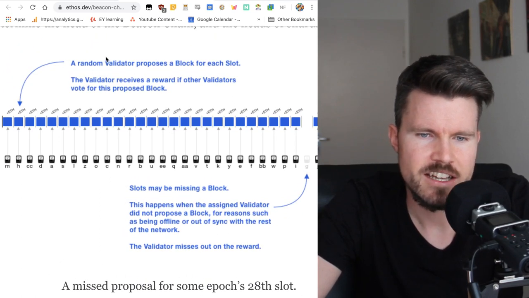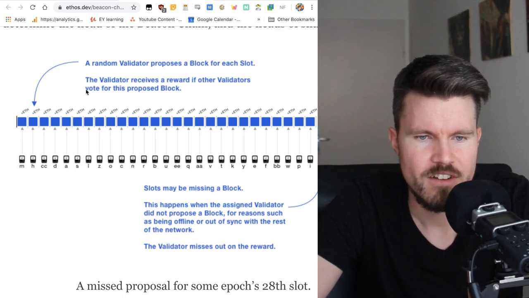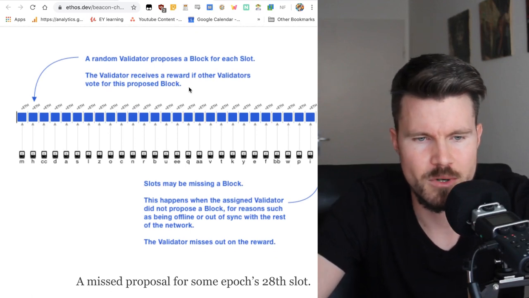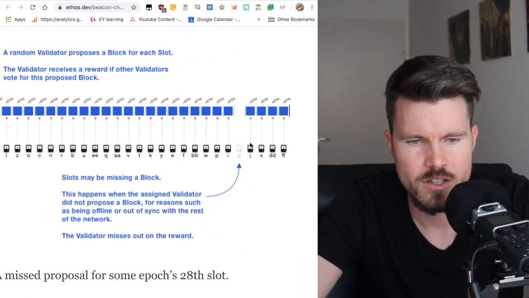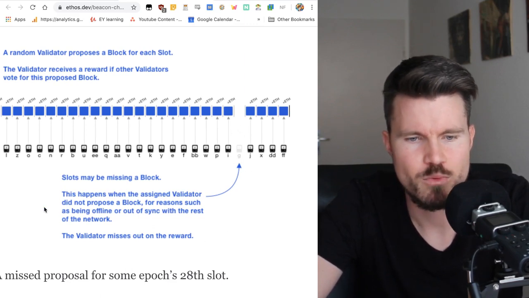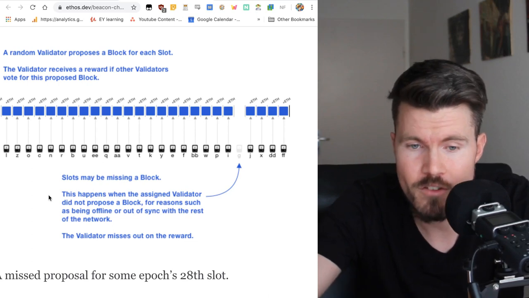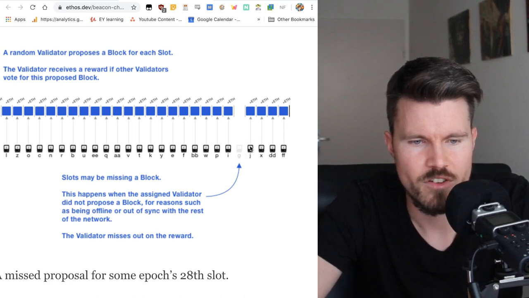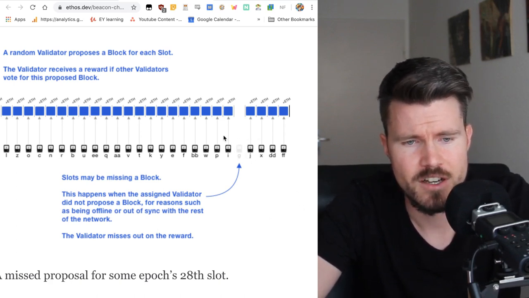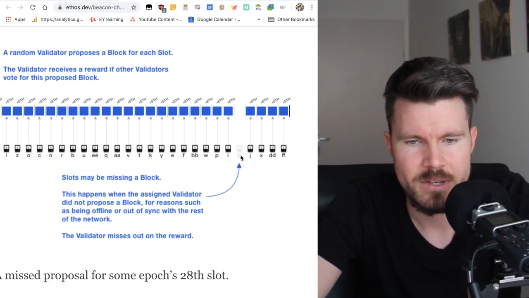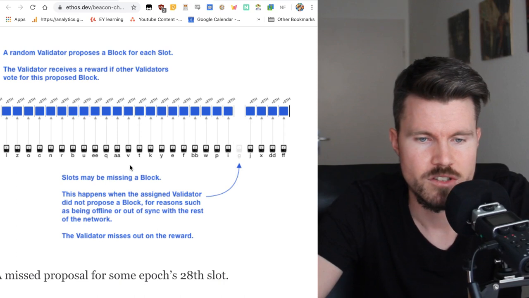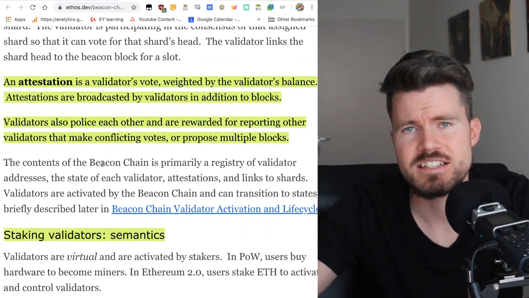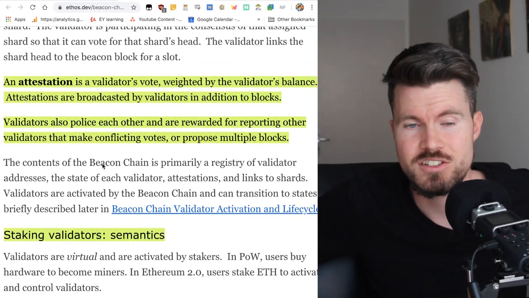A random validator proposes a block for each slot, and the validator receives a reward if other validators vote for this proposed block. As we mentioned before, slots may be missing a block, and this happens when the assigned validator does not propose a new block for that slot. Then this slot gets skipped and the next slot gets filled up with a block. If a validator misses out on submitting a block, then he will not get the reward that he otherwise would get. And an attestation is a validator's vote, and this is also weighted by the validator's balance.